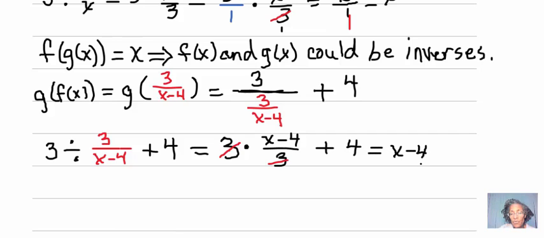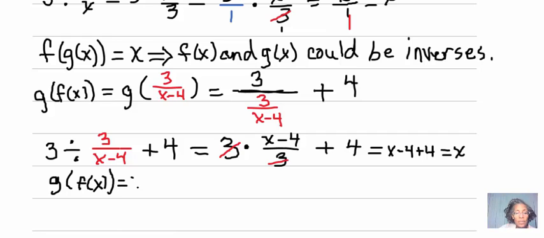So that results in x minus 4, this multiplication, and I still have to add 4 to whatever that product was. And notice how this results in x. So we have x minus 4 plus 4 equals x. So we found out that g of f of x is x.